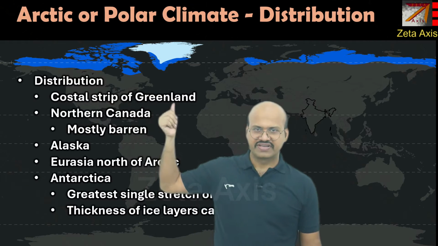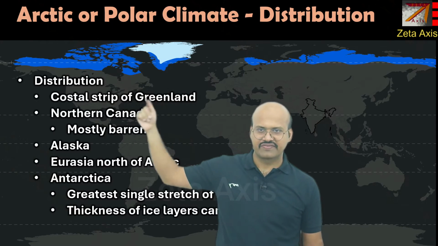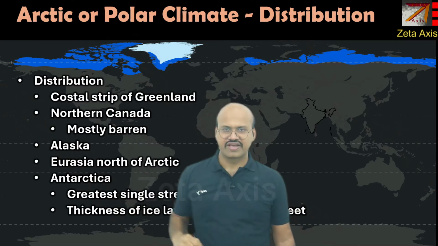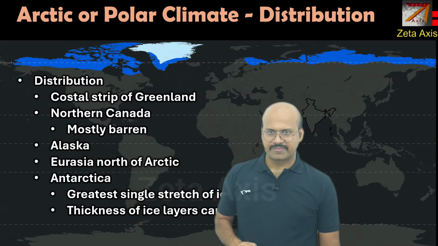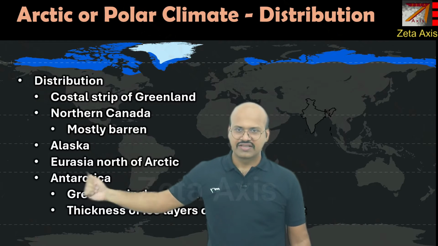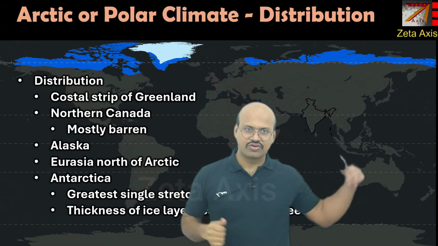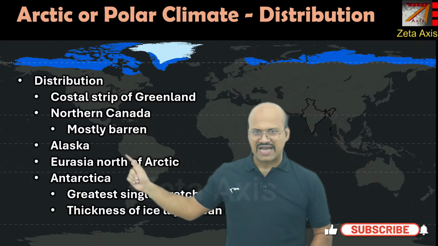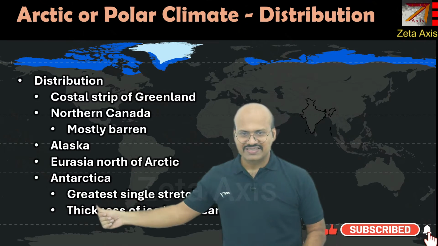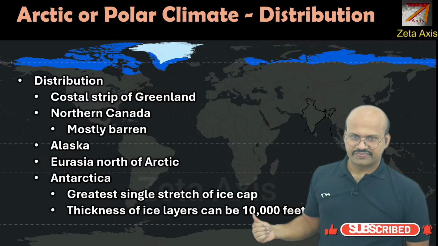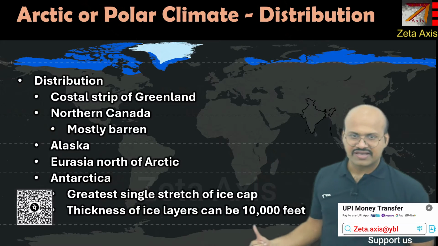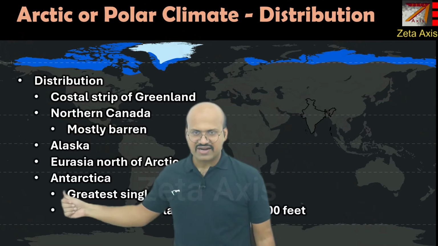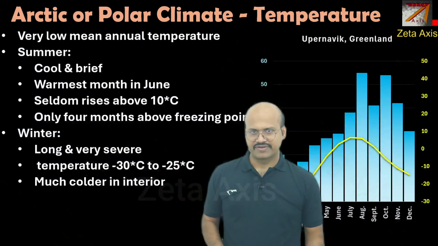Coastal strip of Greenland. We can see along the coastal strip of Greenland we have this type of climate. Then we have northern Canada, which is mostly barren. This is also a region where we have the polar type of climate. Then Alaska, which is part of the US. Then we have Eurasia, north of the Arctic, where you will see the polar type of climate. Then we have Antarctica, which has the greatest single stretch of ice cap, and the thickness of the ice layers here can be as much as 10,000 feet. So in the southern hemisphere we have Antarctica, where we see this type of climate.